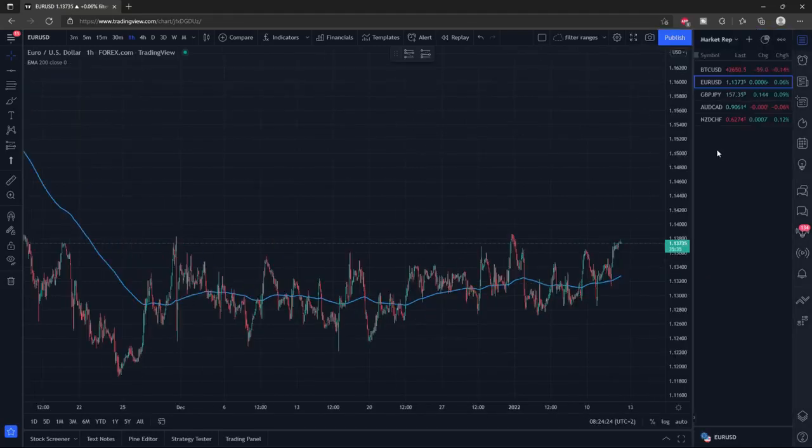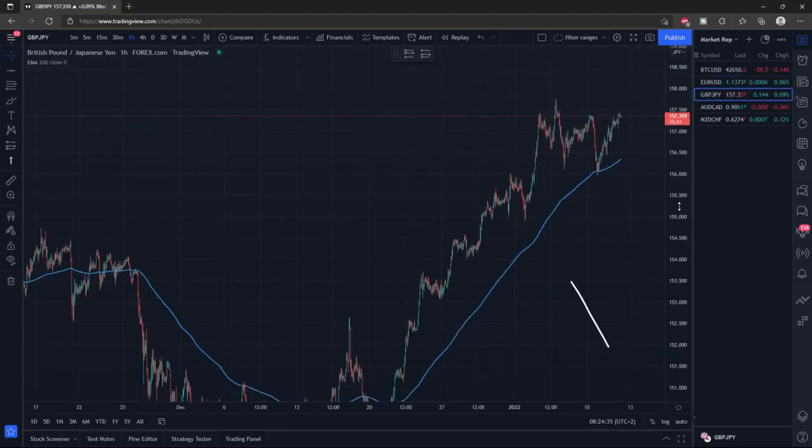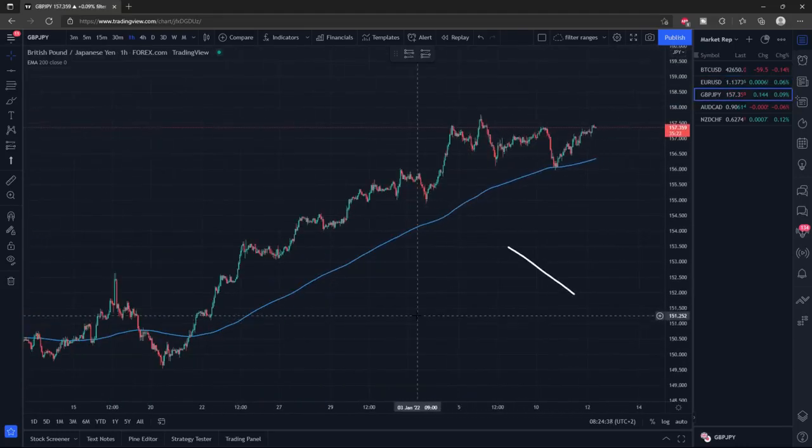So just to show you guys an example of the pairs that have been really good to trade while euro against the US dollar has been in a range, let's take a look at what I have been trading and what I have been recommending in my market reports. So British pound against the Japanese yen. This has been a clear winner.